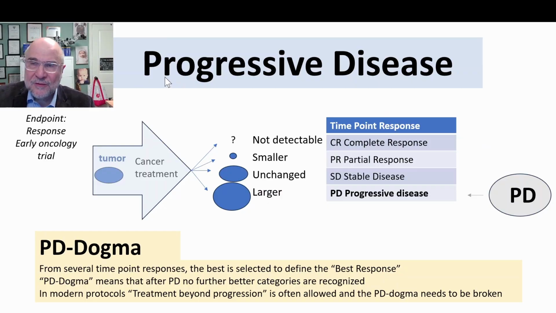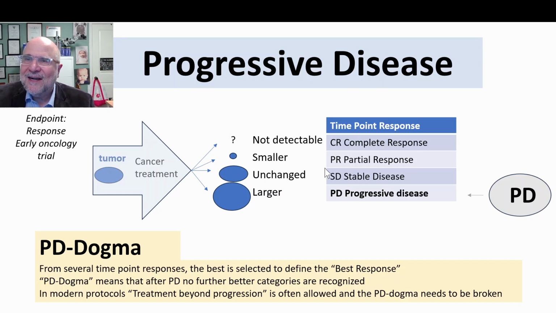In the context of oncology trials, PD means progressive disease, and it is not a good thing. It is an endpoint, a response category used in early oncology trials, and what that means is we have a patient that has a tumor, we give a novel cancer treatment, the tumor responds, and if the tumor completely disappears, we call that time point response a CR, complete response. If it's smaller, we call it PR, partial response. If it's unchanged, we call it stable disease, SD. Or if it's larger, the most unfortunate case, then it is called PD.